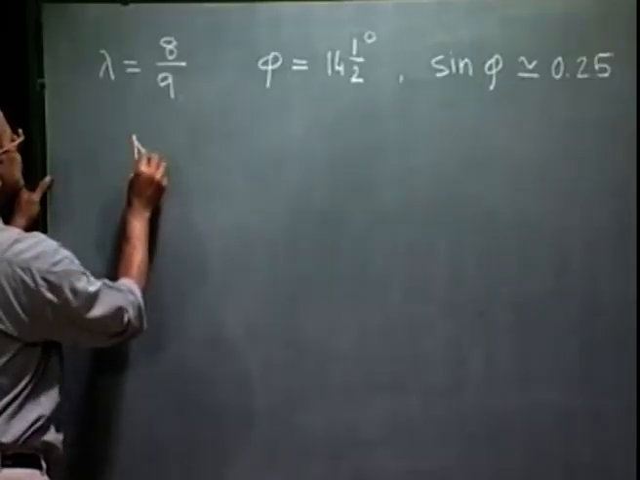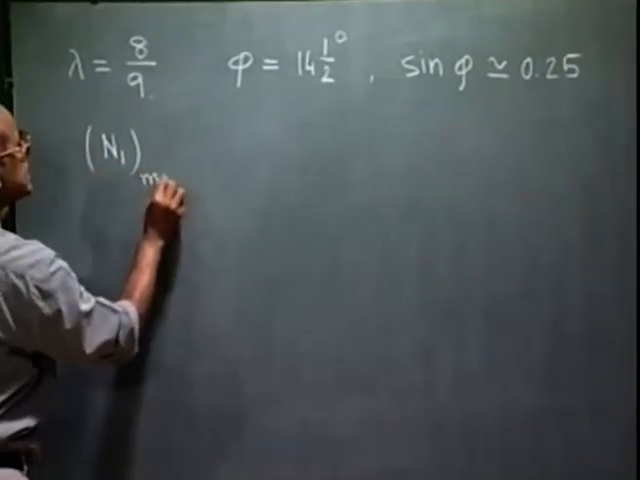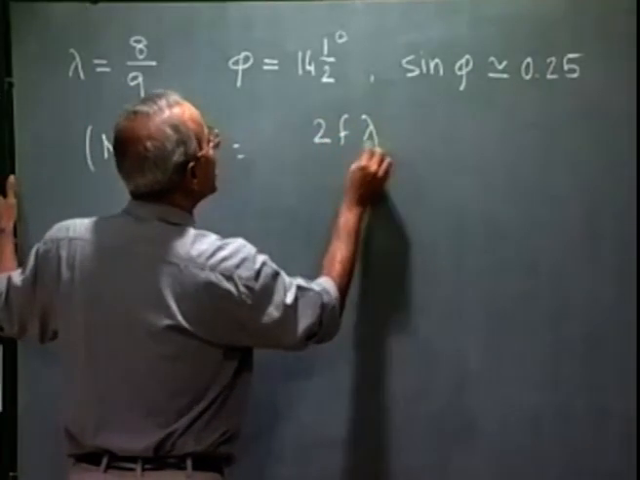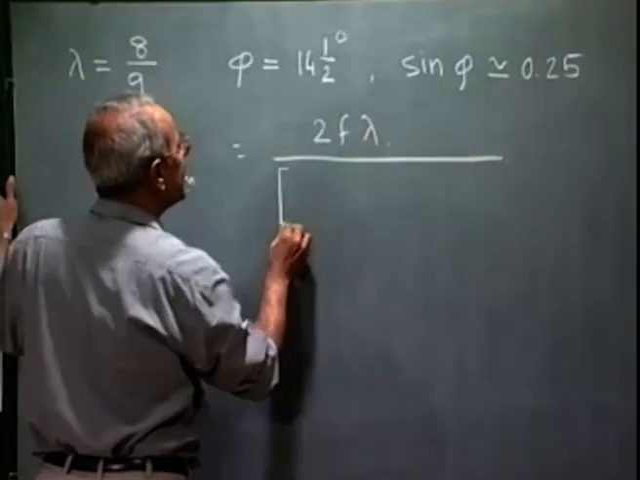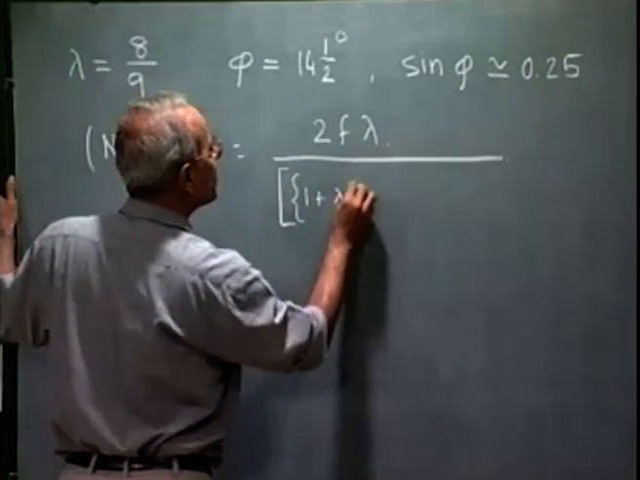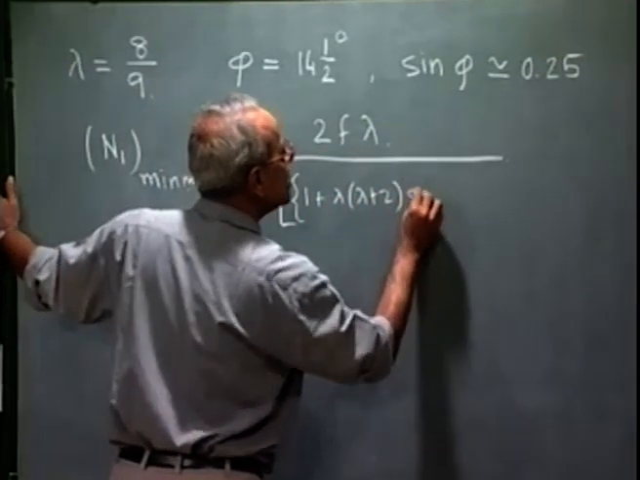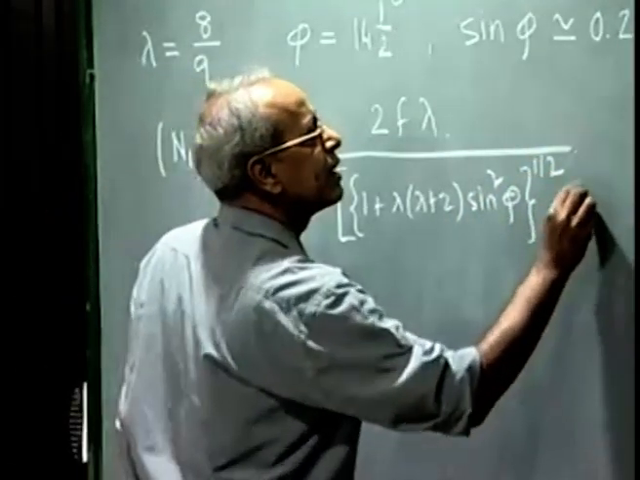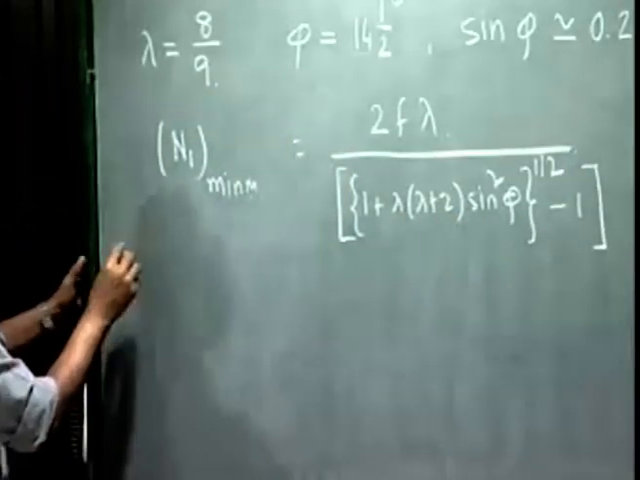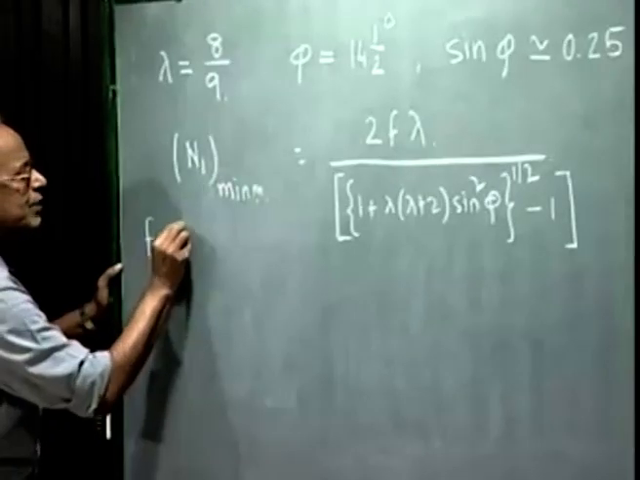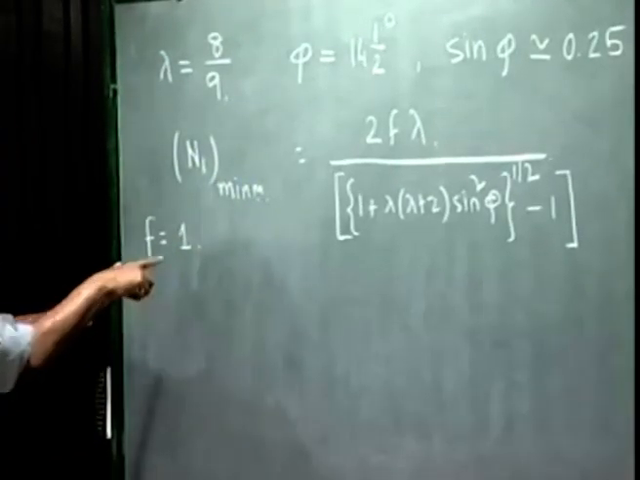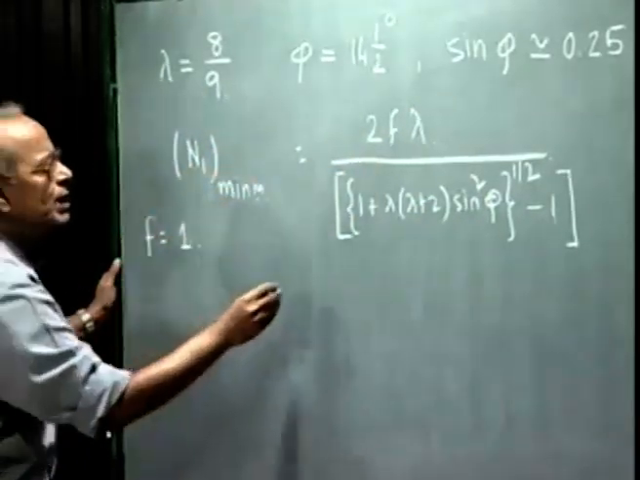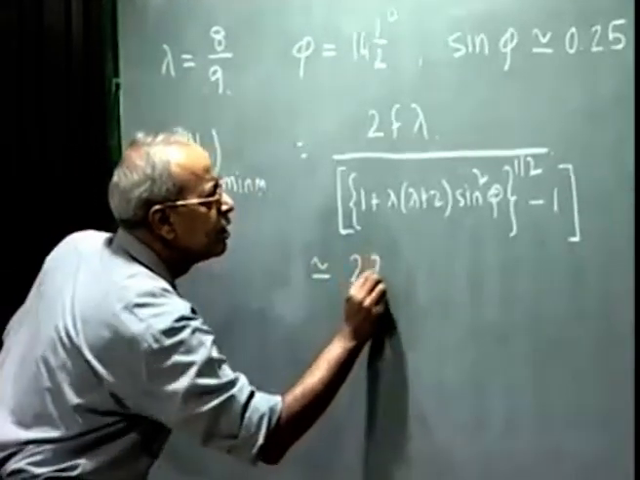If you remember, the expression for N1 minimum was given as 2f lambda divided by 1 plus lambda into lambda plus 2 sin squared phi, square root, minus 1. Now, f, the most usual value is 1, so let me say f is taken to be 1. If I put f equal to 1, lambda equal to 8 by 9 and sin phi equal to 0.25, N1 minimum from this expression turns out to be 22.94.